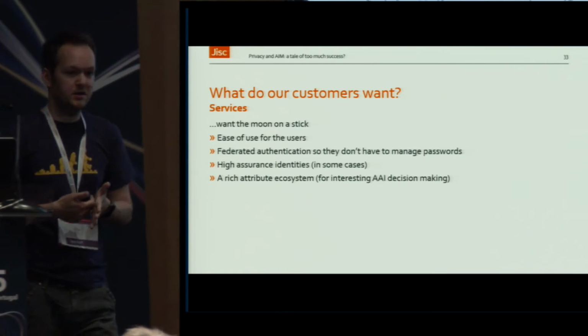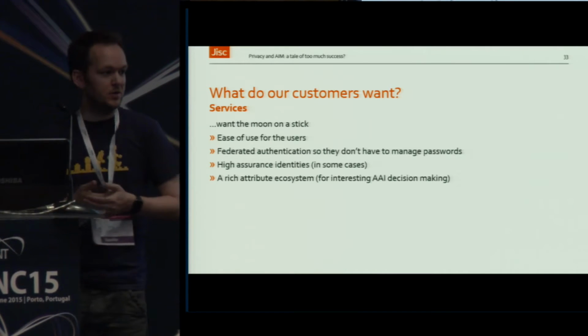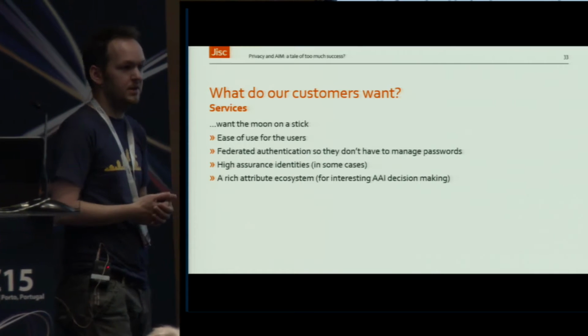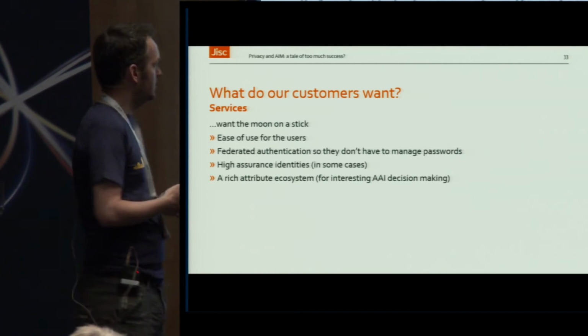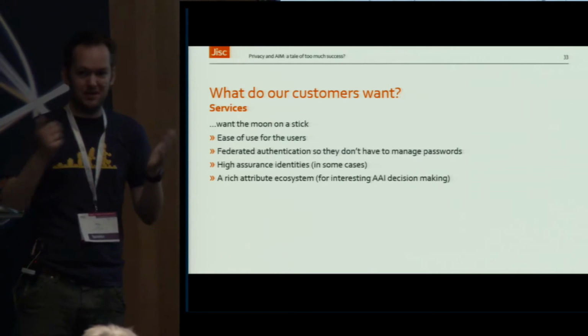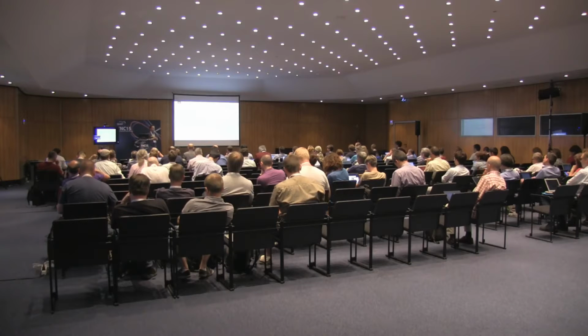In some contexts, they want high assurance identity. They want to know who you are. They want to know everything about you so they can control access in a really fine-grained manner. They want a rich attribute ecosystem so they can make these really complex decisions. And they want it all for free.